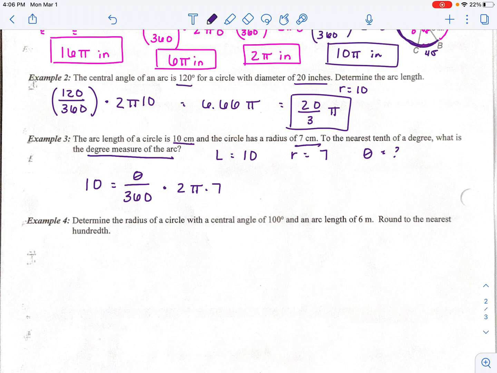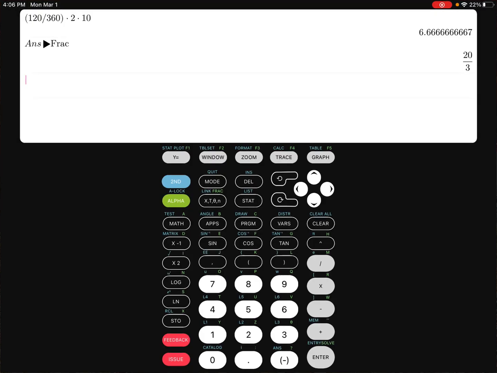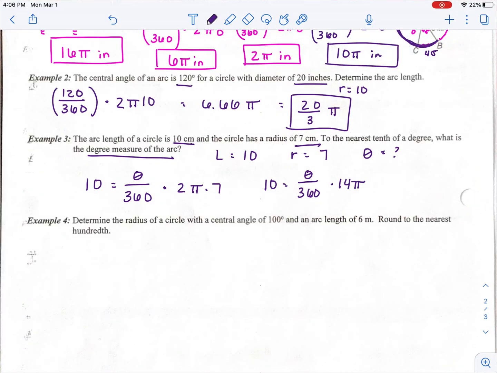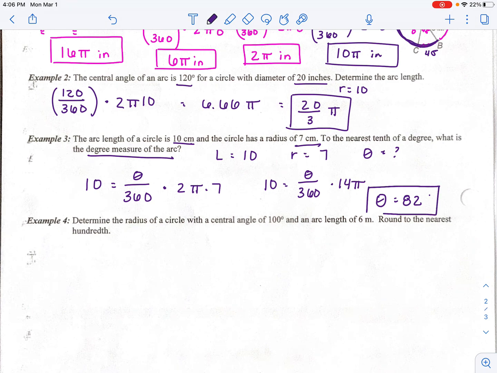All right, so let's see what I can combine here first. 2 times 7 is 14, so I've got 10 equals theta over 360 times 14 pi. My goal is to get theta by itself, so I'm going to do 10 divided by 14 pi, and then times that by 360. Theta is going to be 81.85, and I think they say round to the nearest degree. So if it's 81.85, I'm going to say theta is 82 degrees.